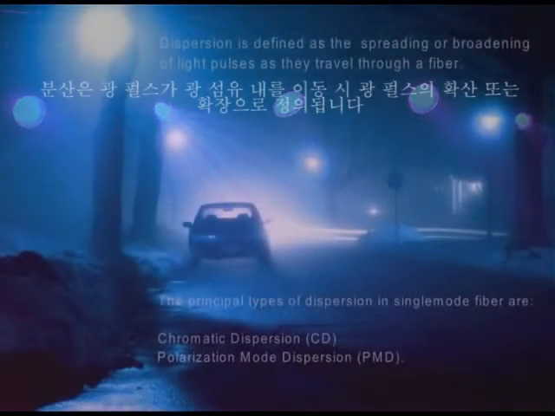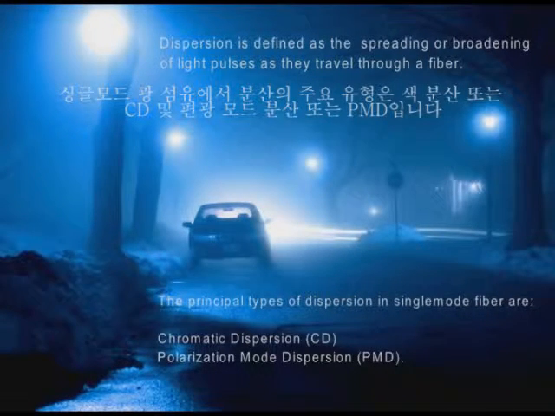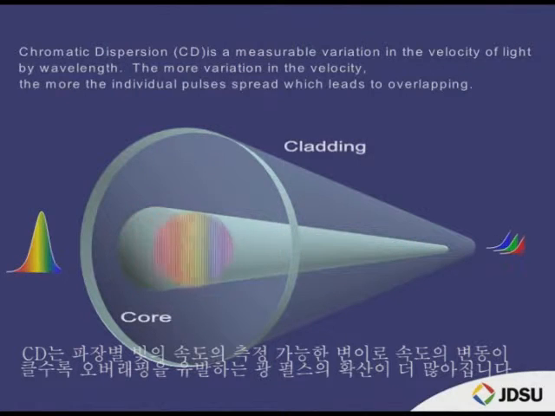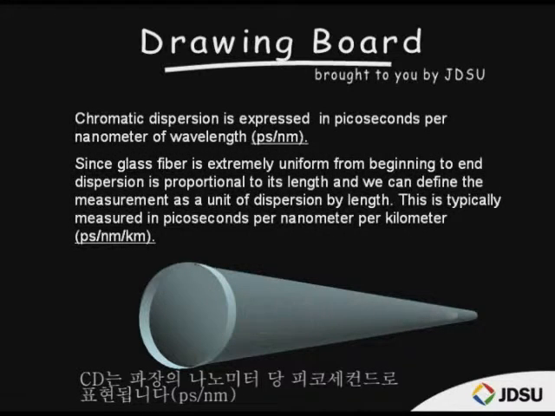Dispersion is defined as the spreading or broadening of light pulses as they travel through a fiber. The principal types of dispersion in single-mode fiber are chromatic dispersion, or CD, and polarization mode dispersion, or PMD. Chromatic dispersion is a measurable variation in the velocity of light by wavelength. The more variation in the velocity, the more the individual pulses spread, which leads to overlapping. Chromatic dispersion is expressed in picoseconds per nanometer of wavelength.